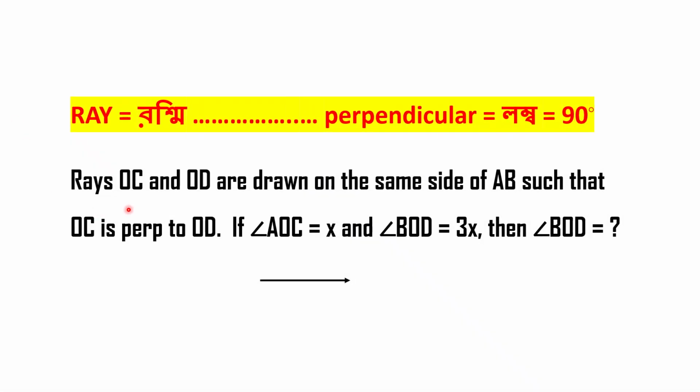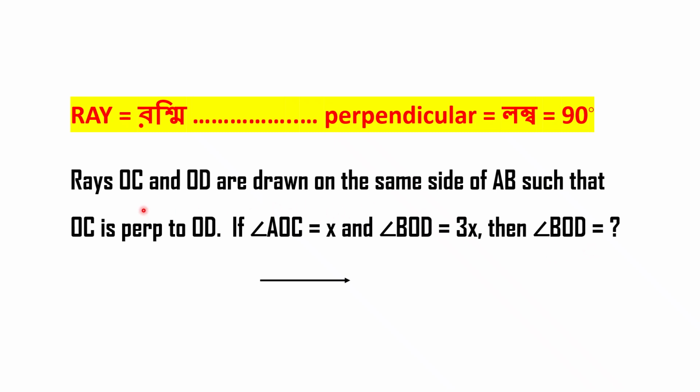Rays OC and OD are drawn on the same side of AB such that OC is perpendicular to OD. If angle AOC equal to x and angle BOD equal to 3x, then angle BOD equal to how much? So there is a question.